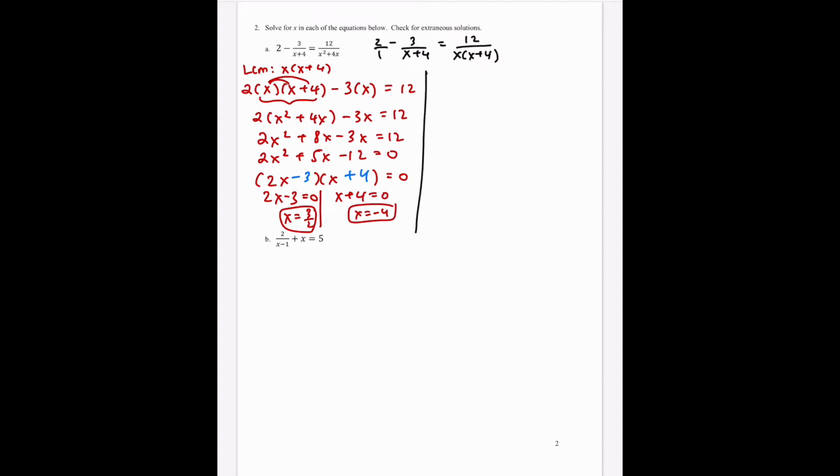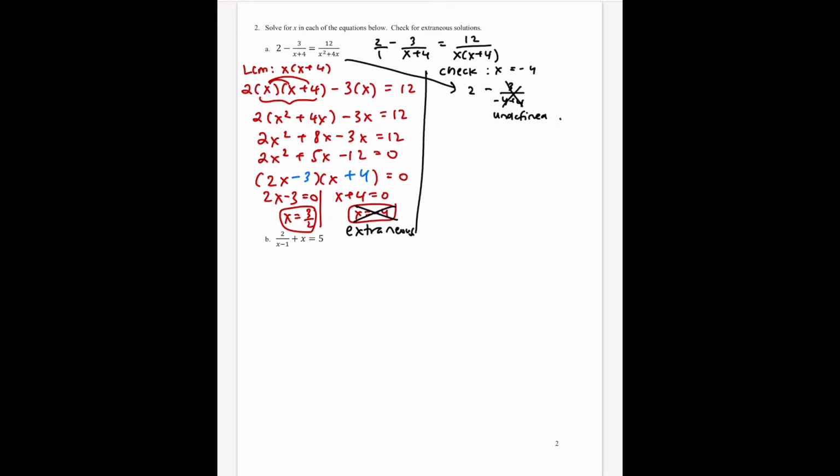Now we need to check. So right off the bat, I know negative 4 is just a bad answer. Because if we check x equal to negative 4 in the original function and plug it in, we get negative 4 plus 4 in the denominator. This is bad because this is undefined. So negative 4 is a terrible solution. It's extraneous.